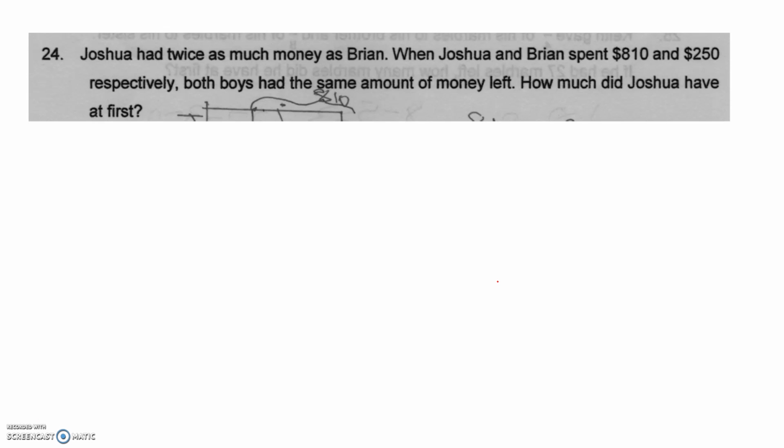Okay, I'm just going to repeat the question. Now let's say Joshua had twice, so Joshua has 2 units. 1, 2. Now it is always good to write down the units here. Joshua is 2 units. Then Brian is 1 unit.